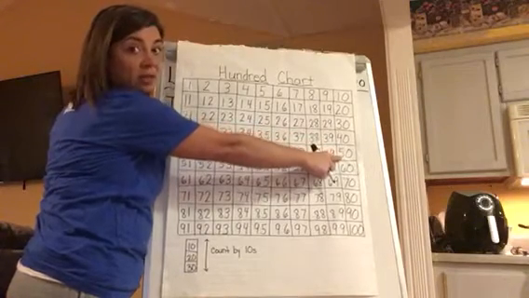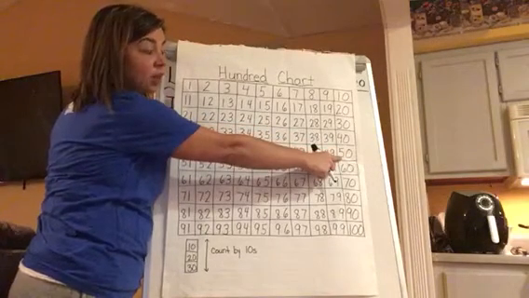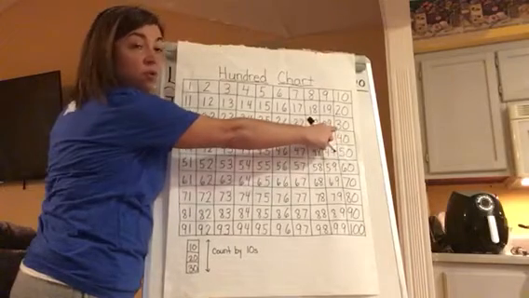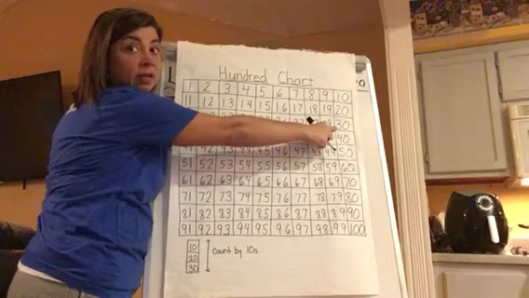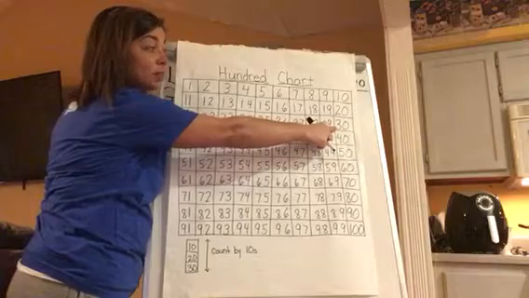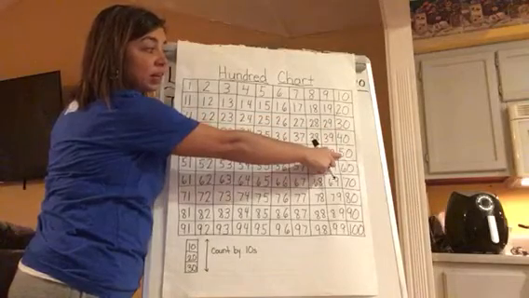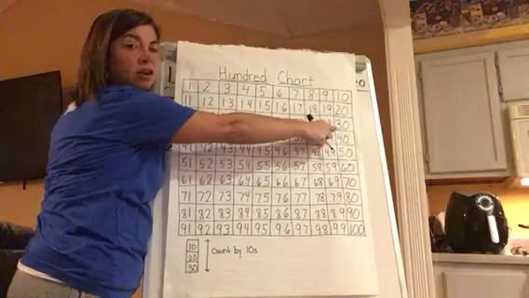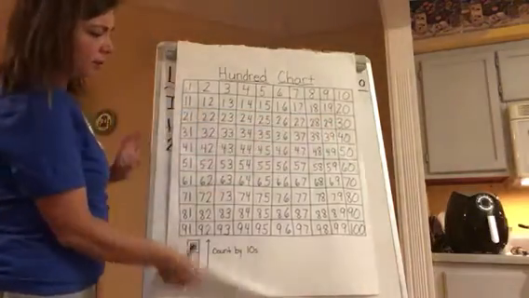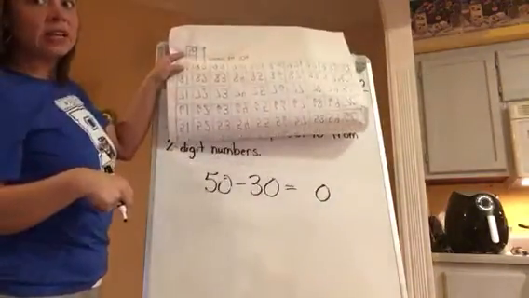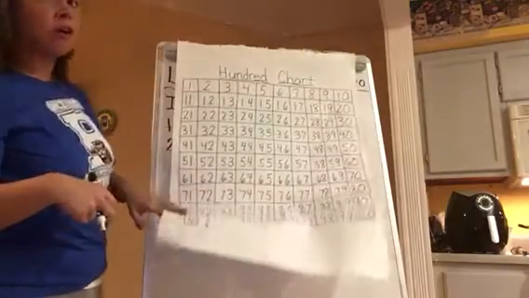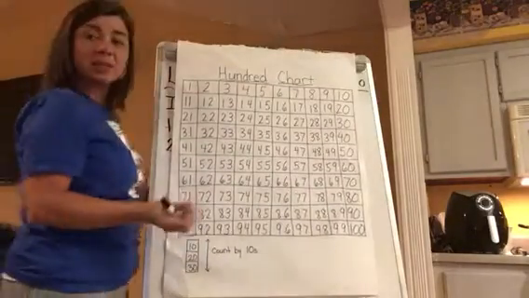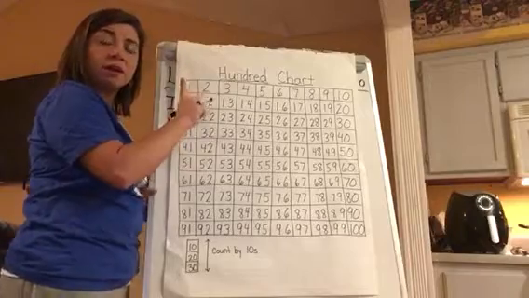What if I went back to my starting number, 50, and I went up 1, 2? What did I land on? 30, that's right. So 50 take away 10, 20 is 30. But our equation said 50 take away 30. So how many times am I going to go up on our 100 chart?